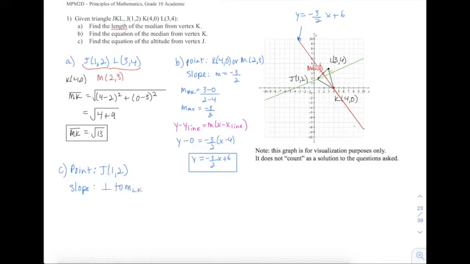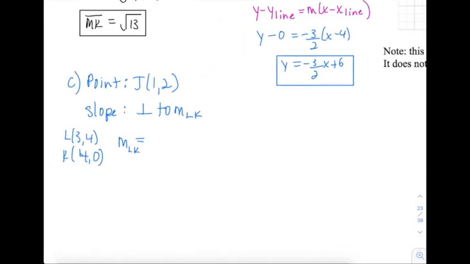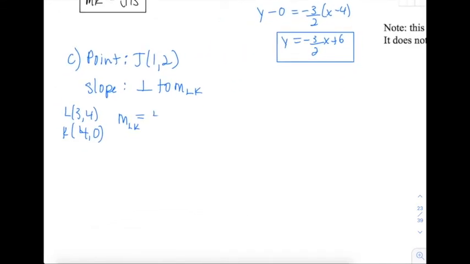So this is a two-stepper. I have to find the slope of LK, which I'm going to do now. I need to calculate it. Slope of LK. Then perpendicular.